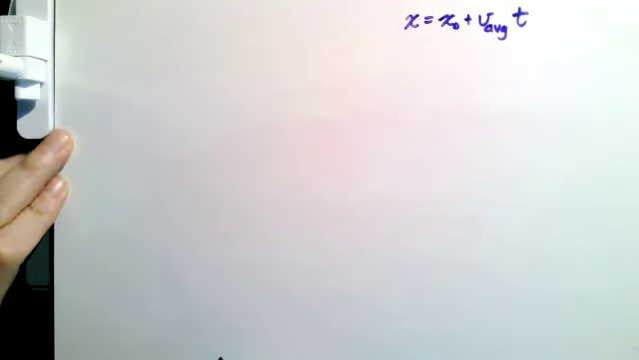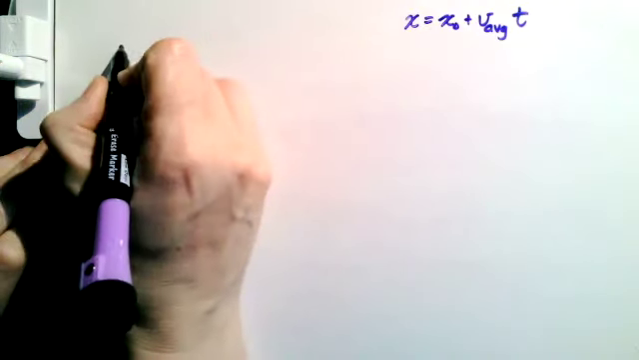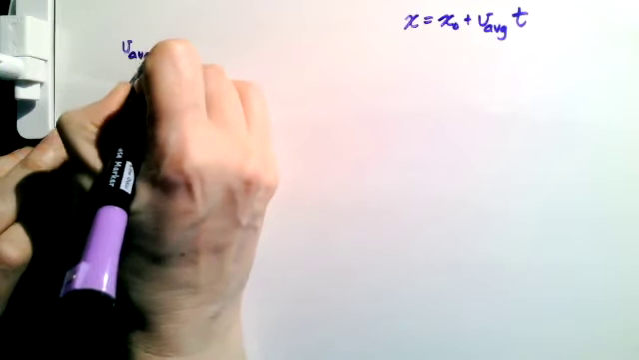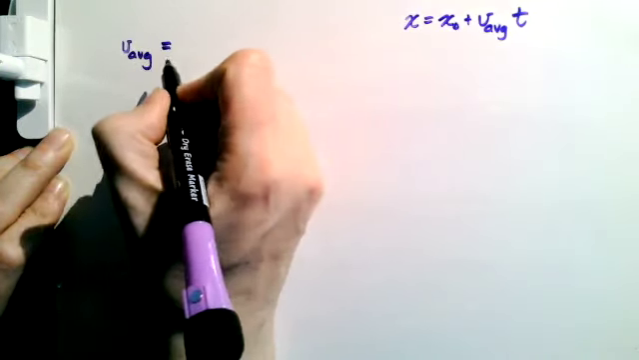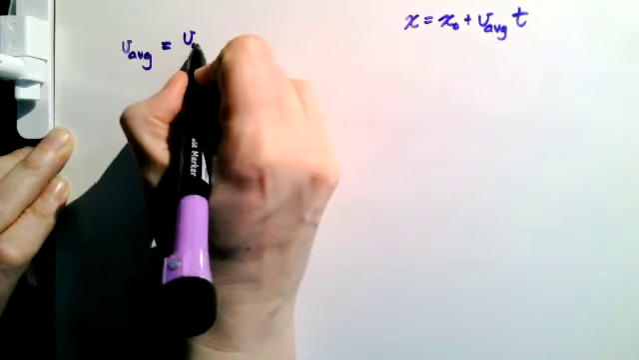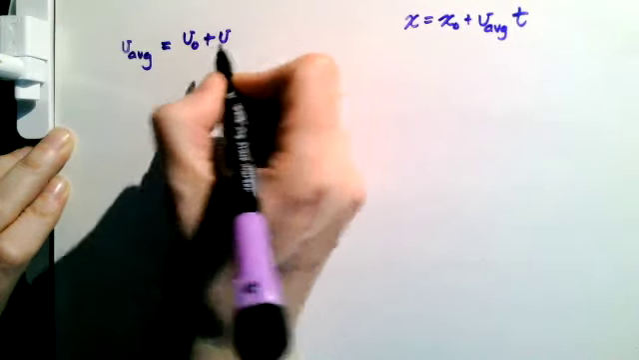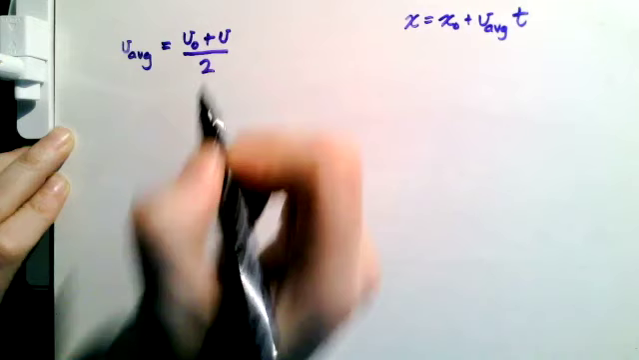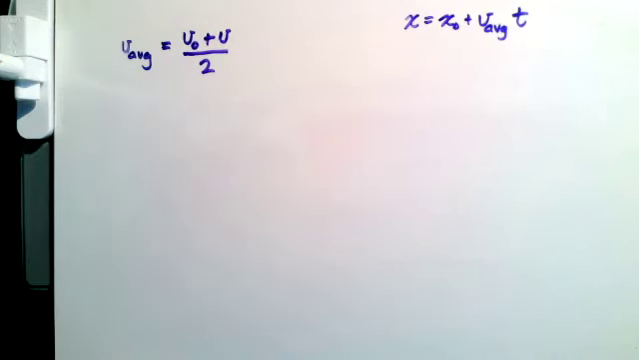Here I've rewritten the equation that we just derived, and then I'm also going to describe the average velocity by actually calculating a mathematical mean. If I take an initial velocity and add it to a final velocity and then divide by 2, that's just the mean or the average of those two values.